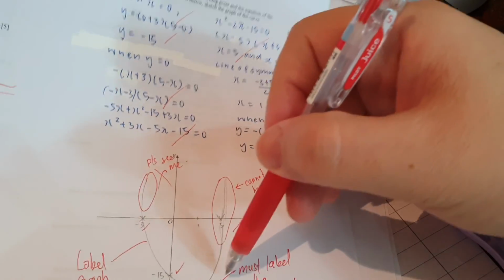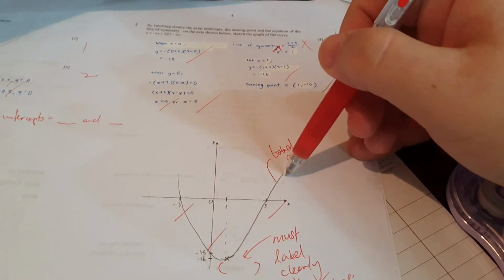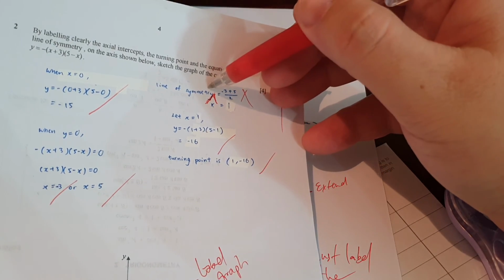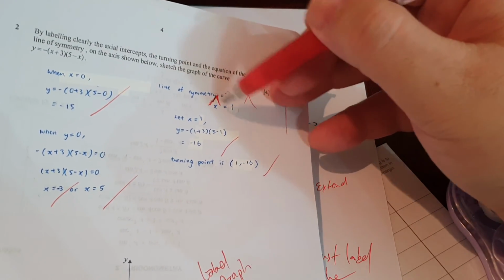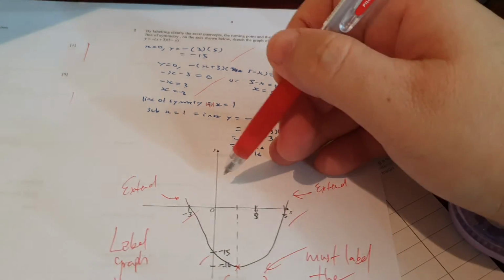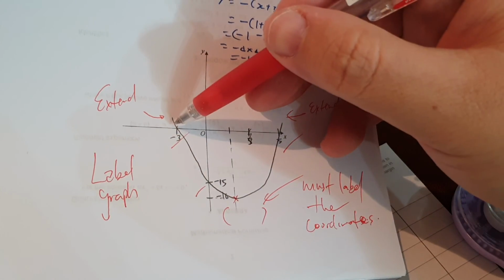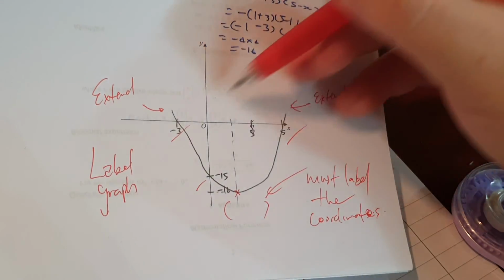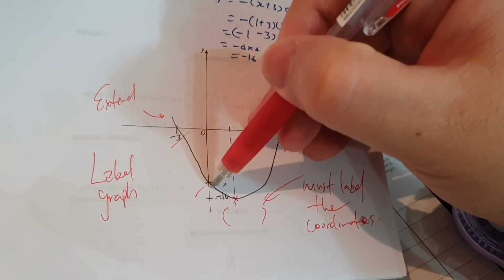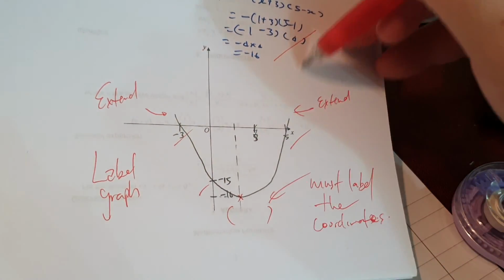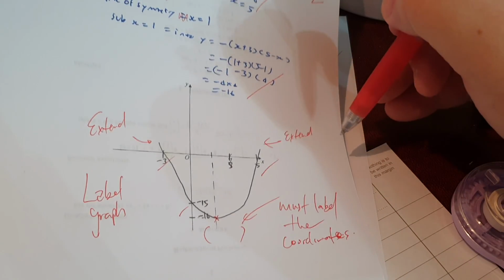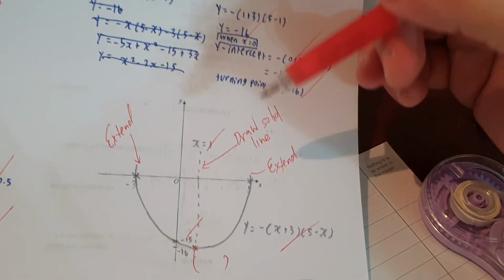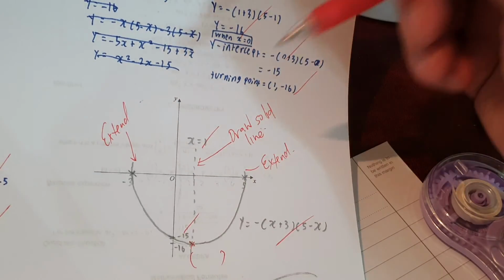Then you must label the coordinates. Label graph, label coordinates. This one I said many times already. Do not leave out the x. For a line of symmetry, you must have x equals. And do not draw like that and stop here, because then you are not telling the examiner that you know that this goes on forever. So you just extend it, extend it into a U shape. Then for this one, draw a solid line. That's all.